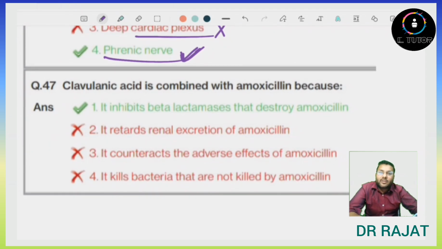Clavulanic acid is combined with amoxicillin because it inhibits the beta lactamase, because it is a beta lactamase inhibitor, and so it inhibits the beta lactamase that destroys the amoxicillin. So it in turn will prevent the amoxicillin from getting destroyed so that amoxicillin can work. So here option number 1 is the correct option, that it inhibits beta lactamase that destroys the amoxicillin.